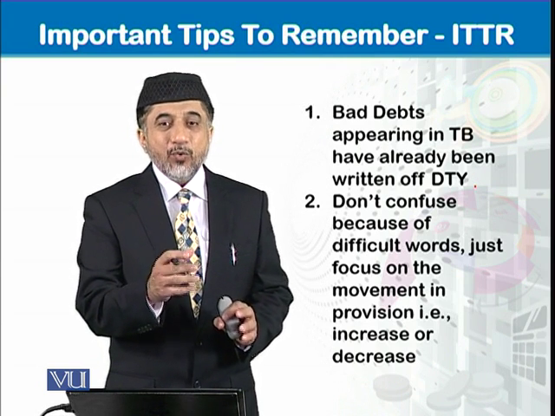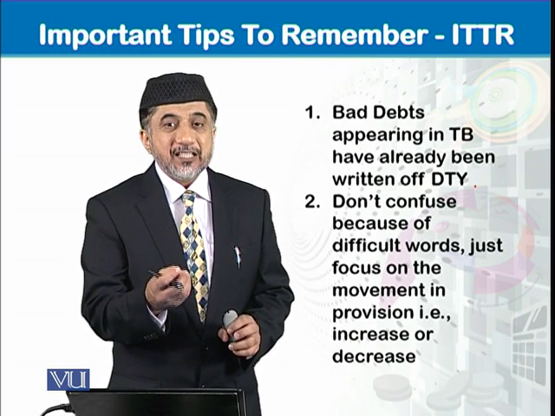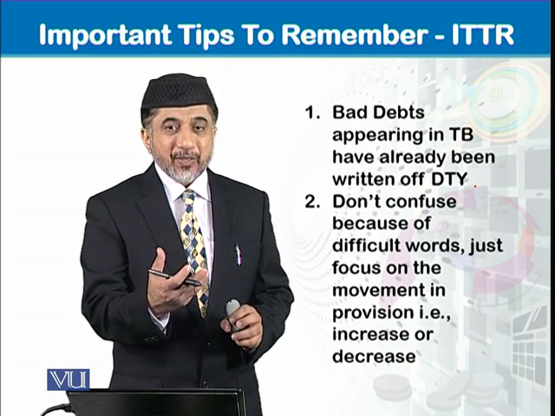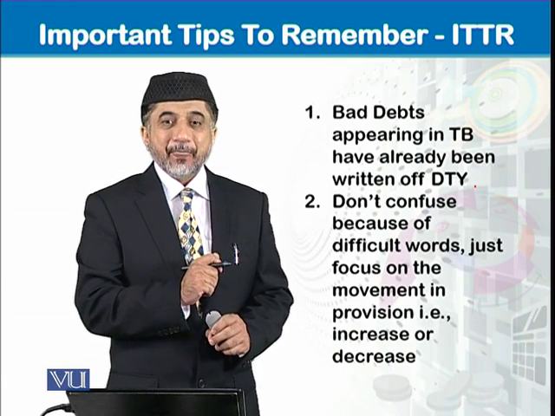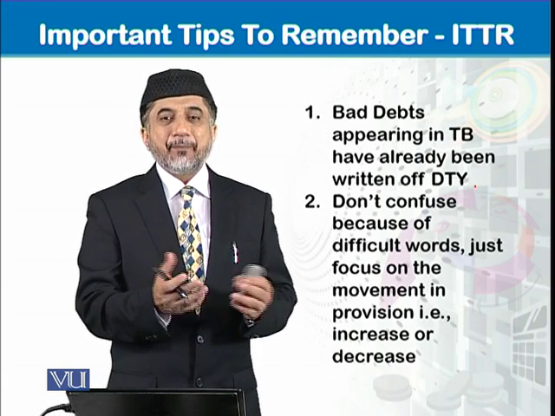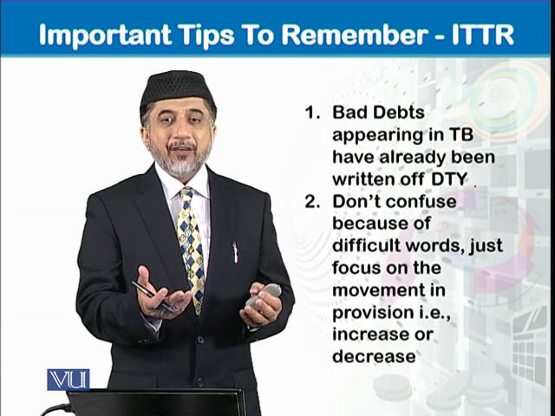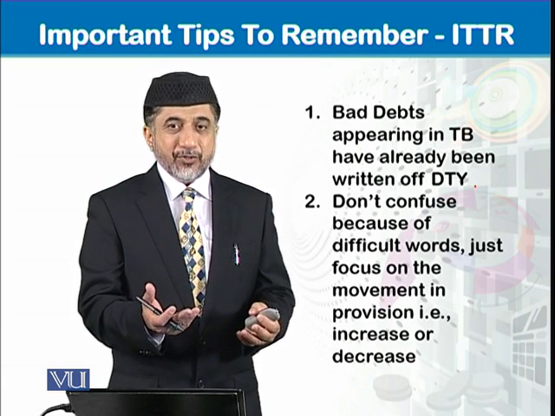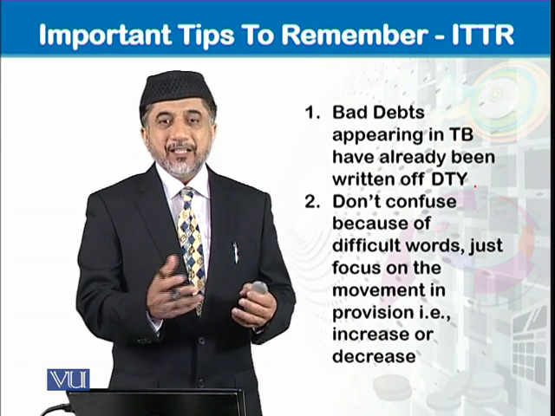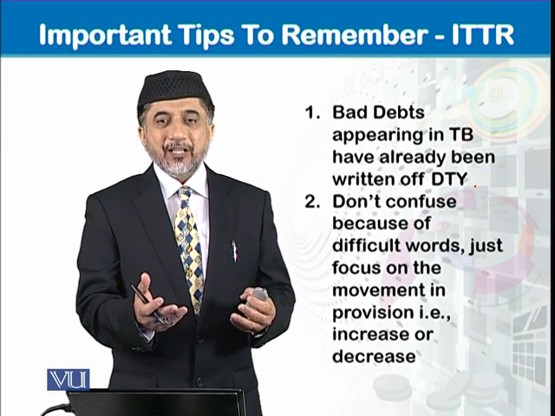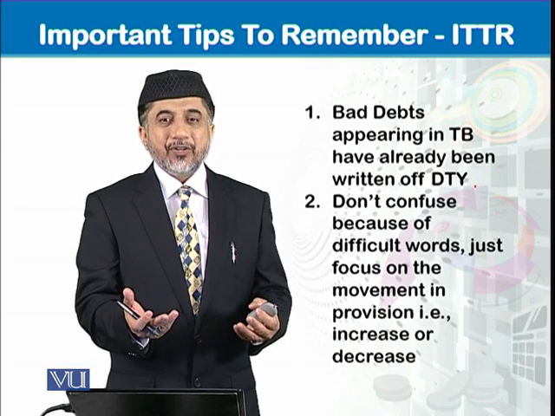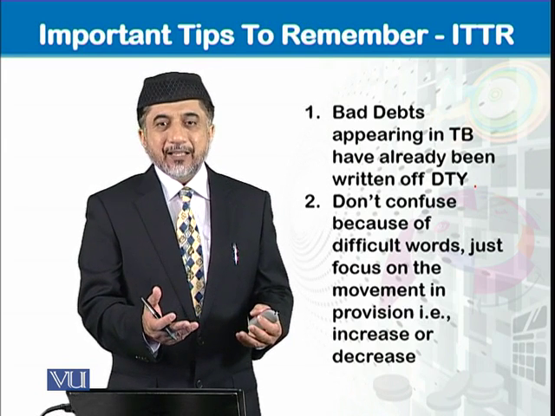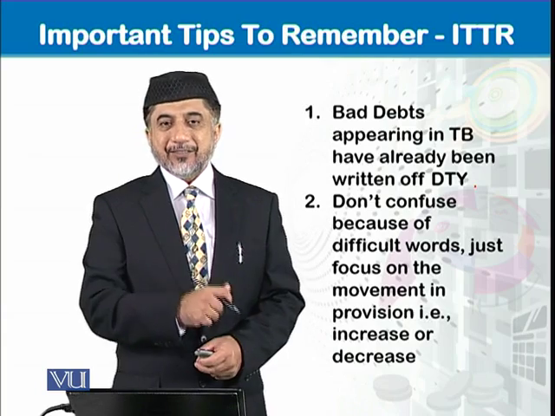Just see what this sentence is telling us. Because of this statement, there will be increase or decrease in the balance that we have already in the trial balance for provision for doubtful debts. So such increase and decrease you will simply account for in the bad debts account and in the provision for doubtful debt account.